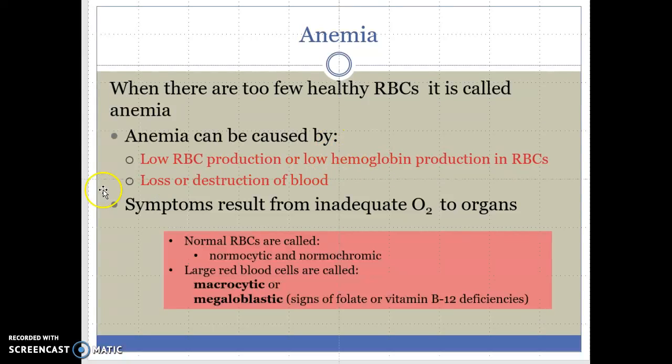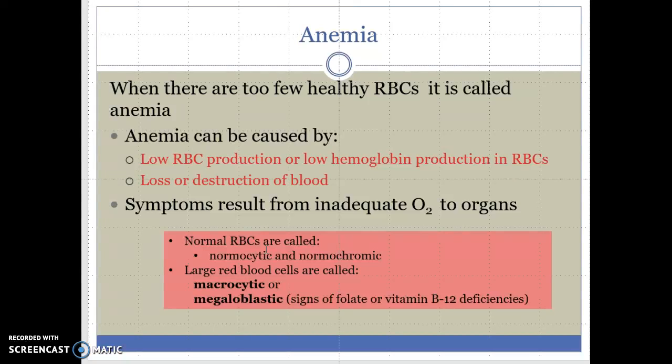And then it can also be caused by, we mentioned, the loss or destruction of blood. So if you lose blood because a clotting factor doesn't work, or if you have something that's destroying it, some bacteria can actually break down the proteins in the blood. So normal red blood cells, if you saw a picture of a red blood cell, are called normocytic. That means it's a normal size. Normochromic means a normal color. So you can look at the color, you can look at the size to determine what is going on.